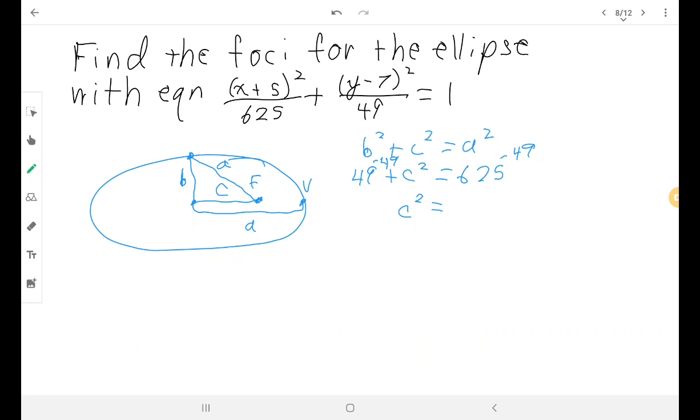let me do some side work here. 625 minus 49. I'll have to borrow. That'll be 6. I'll have to borrow again. That'll be 7, 576. So let me check that square root on a calculator.